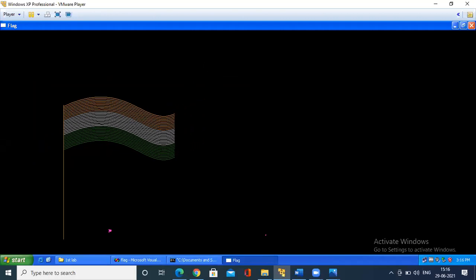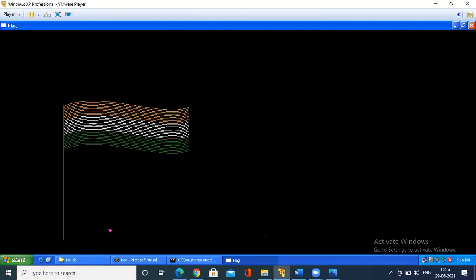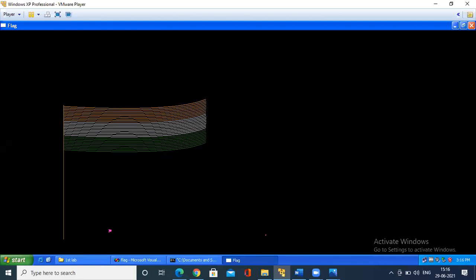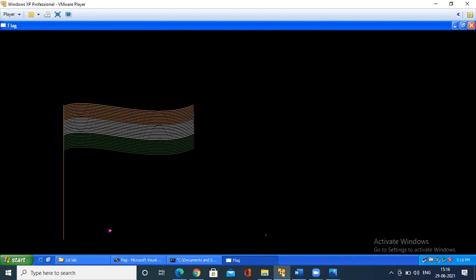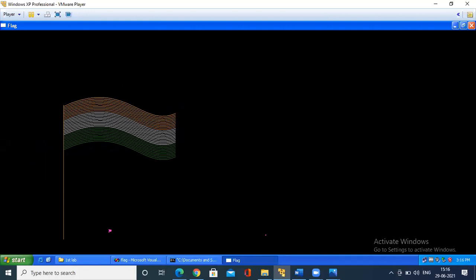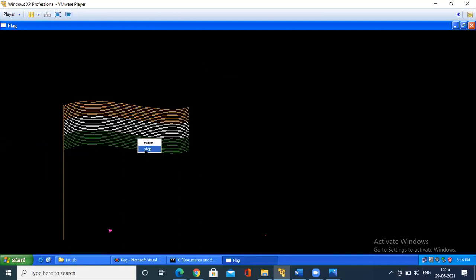I don't know how many people are able to visualize. You could see the curve rotating with different colors. You need not worry how it is being drawn; I'll explain that. Okay. So when I right click, I stop it. When I stop it, see the curves.